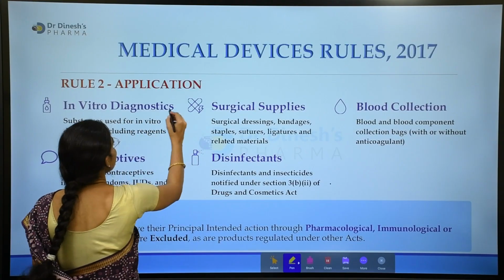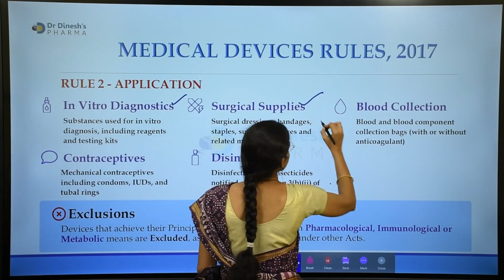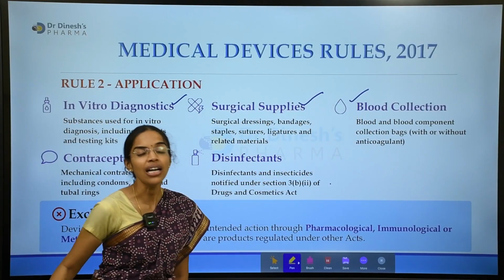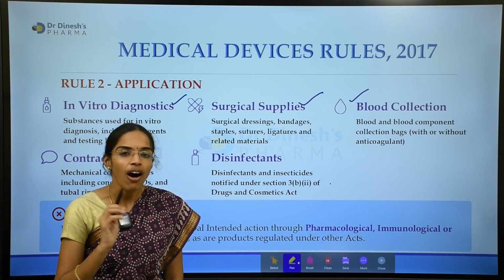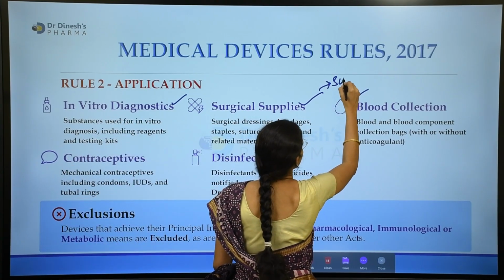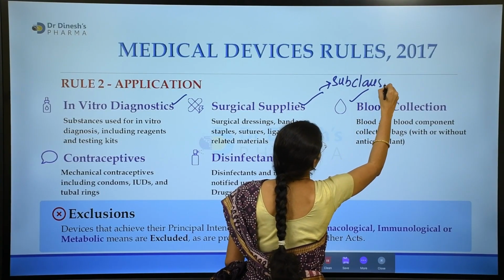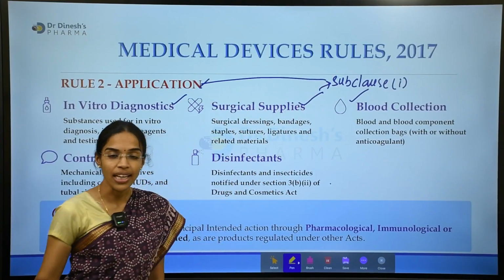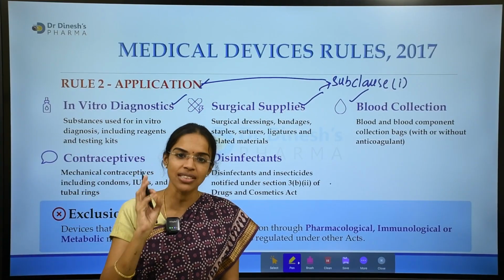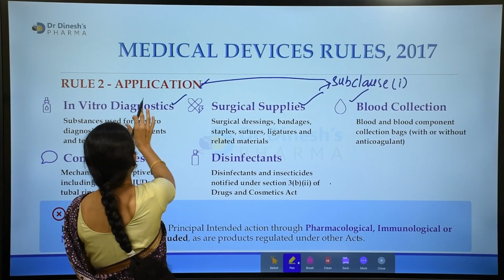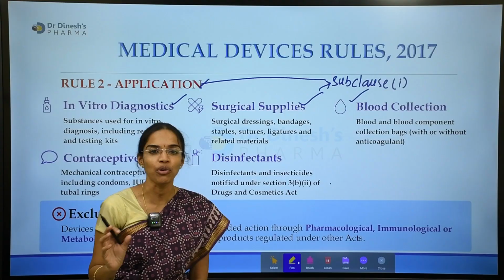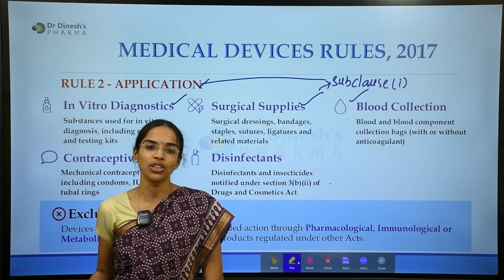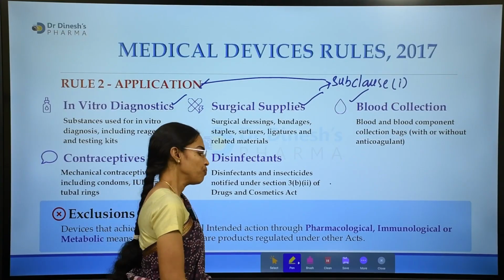Here, in vitro diagnostics, surgical supplies and blood collection equipment, all these three come under subclause 1 of Rule 2. In Rule 2 there are three subclauses, subclause 1, subclause 2 and subclause 3, and these three, in vitro diagnostics, surgical supplies and the blood collection equipment, are covered under subclause 1 of Rule 2 of MDR 2017.